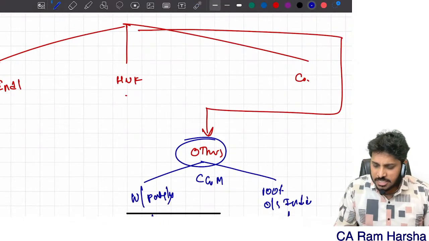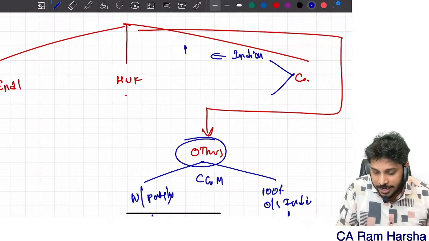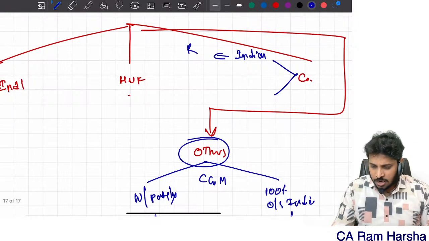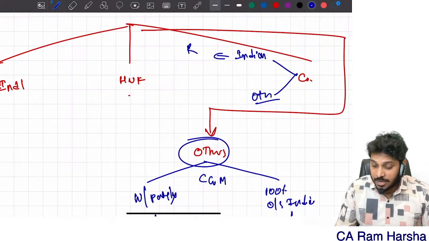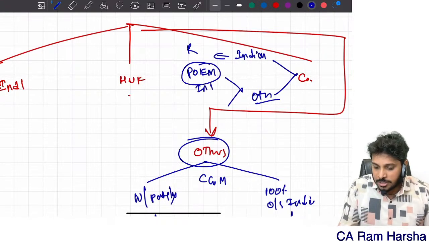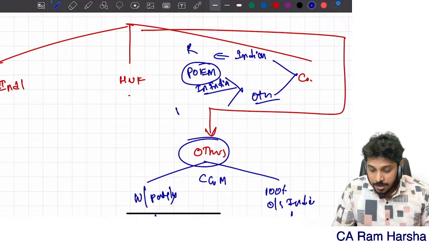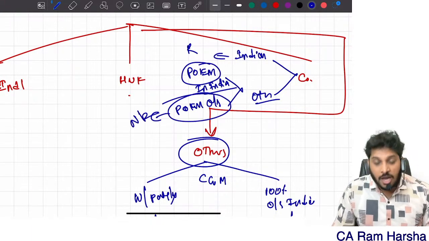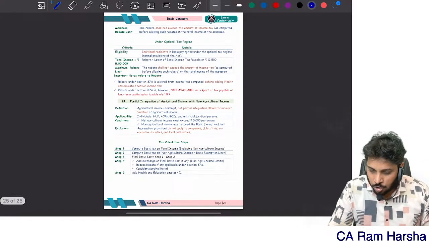What about a company? What is a company's residential status? Very simple. If the company is an Indian company, it is a resident. Suppose the company is not an Indian company, then we will check the POEM principle. If the place of effective management is in India, it's a resident. If the place of effective management is outside India, then it is simply non-resident. As simple as that. That is what we have given in the book also.